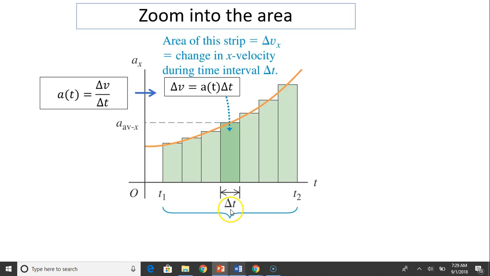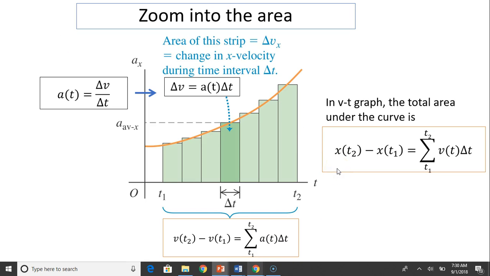So each area is a tiny change of velocity during a very tiny time interval, delta t. The total change, v at t2 minus v at t1, equals the sum of the total area. So a times delta t is the area of the strip. This symbol, sigma, is the sum of all the strips from t equals t1 to t equals t2.